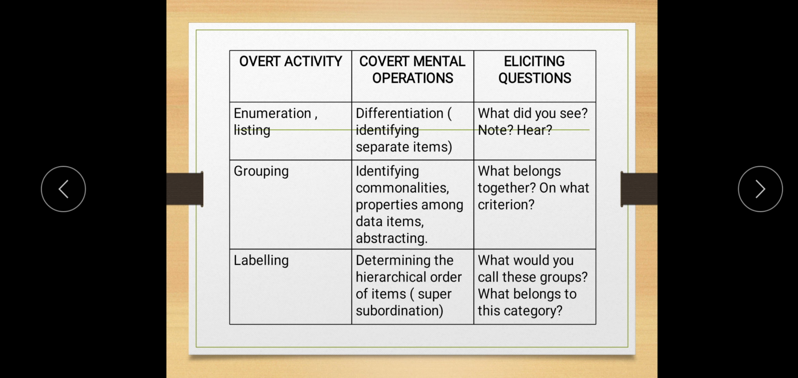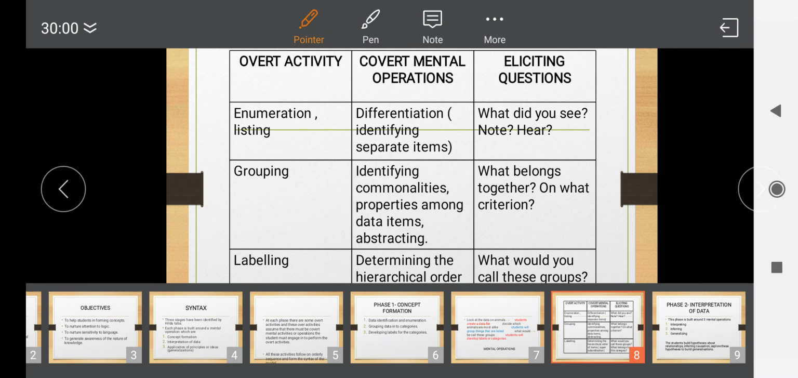Labeling, now you are labeling the category or the group that you have made. So suppose I have collected 10 out of 20, 10 are placed in one group and 10 are in the other. What would you call a group of 10? Would you label them as wild, domestic, carnivores, omnivores, herbivores, or the animals which you like or don't like, likewise? Okay, so please understand this: overt activity, covert mental operation, eliciting questions. Now each activity is linked to one covert mental operation. This is something that you do physically, and this is something that you do at a psychological or mental level.